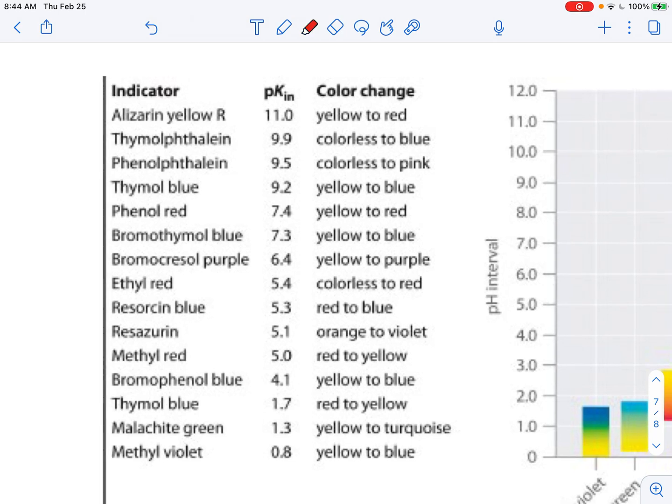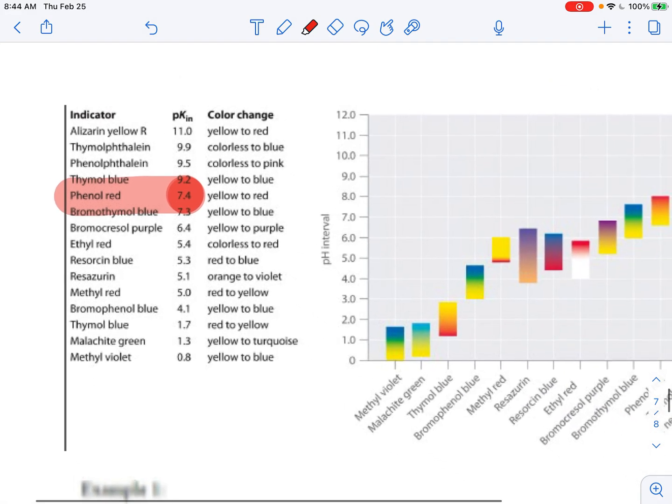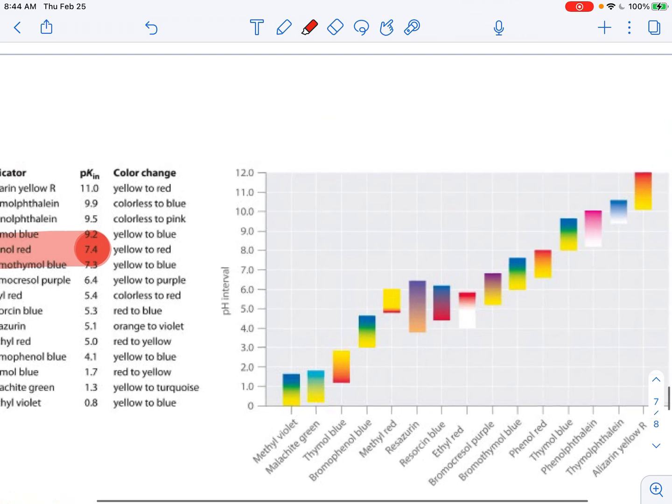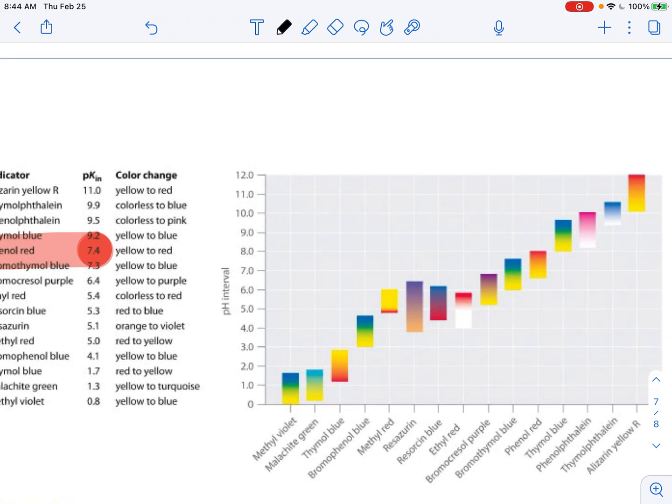And the pKa value, and you can see those listed right here, is where on the graph the indicator changes color. So for example, if you were to look at something like phenol red that has a pKa of 7.4, then you'll notice up here on the graph that at about a 7.4 is where phenol red is going to change color. So here's your phenol red right there, and it changes at about a 7.4.